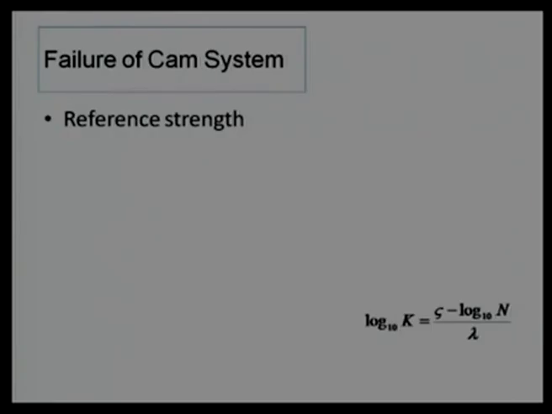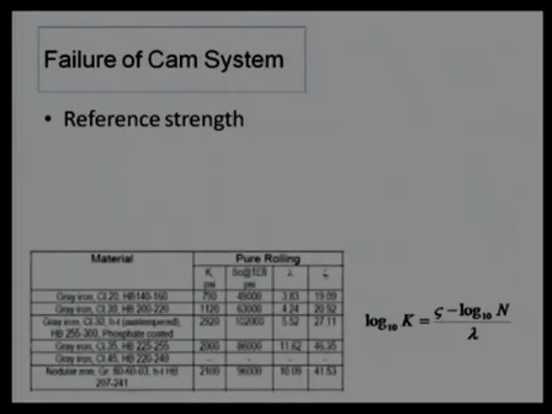Again, it may not give 100% results, but it gives us comparative results. So, what I was talking about, some material data are available. These are the cam materials. Mostly they use a grey cast iron, or a nodular cast iron with different hardness domains. This table has 4 columns.